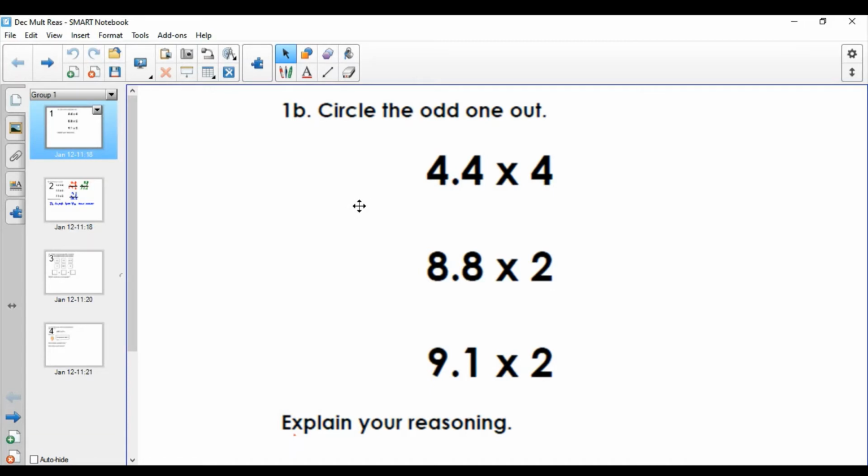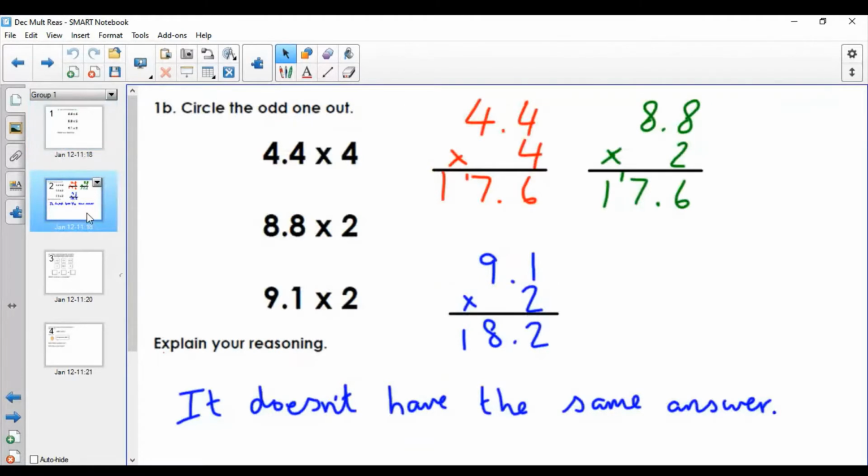Hi, we're going to look here at some reasoning problems where you need to use your decimal multiplication skills. We've looked at some of the vocabulary here. I'm looking for an odd one out, so something which is unusual or different. So what I'm going to have to do is actually perform these three calculations, times shift, and I've done them all here. You can see from looking at the three answers I've got, 17.6, 17.6, and 18.2.